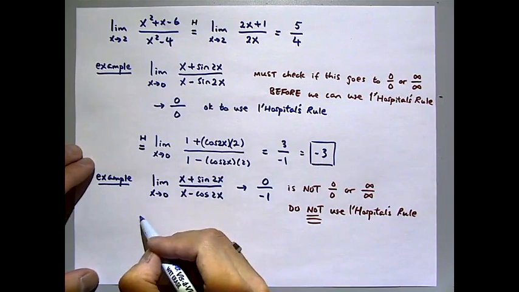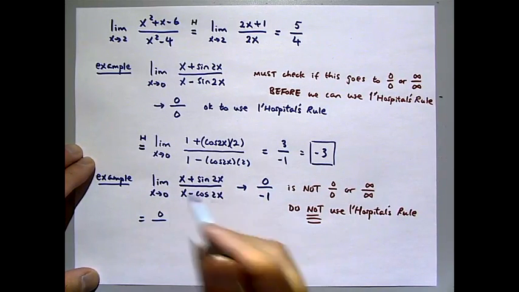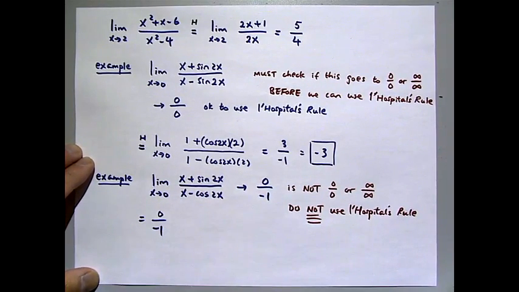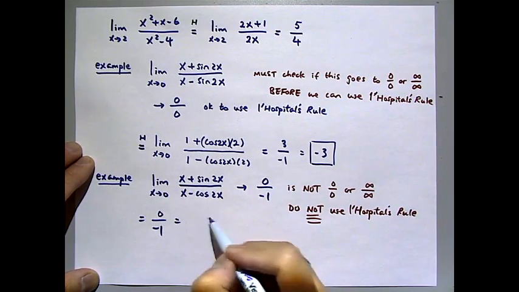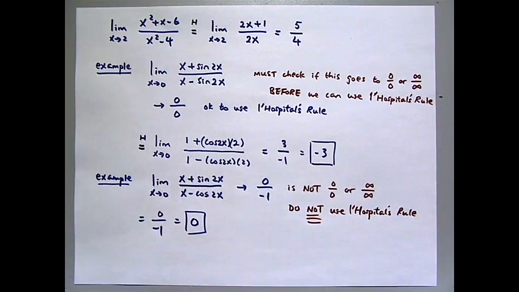So notice what happens if I simply plug in 0. I get 0 on the top, and I get minus 1 downstairs. 0 over anything that's not a 0 is a 0. So that's just simply a 0 as the limit. If you use L'Hopital's rule, you will not get the right answer. You will get a wrong answer in general. Any question?